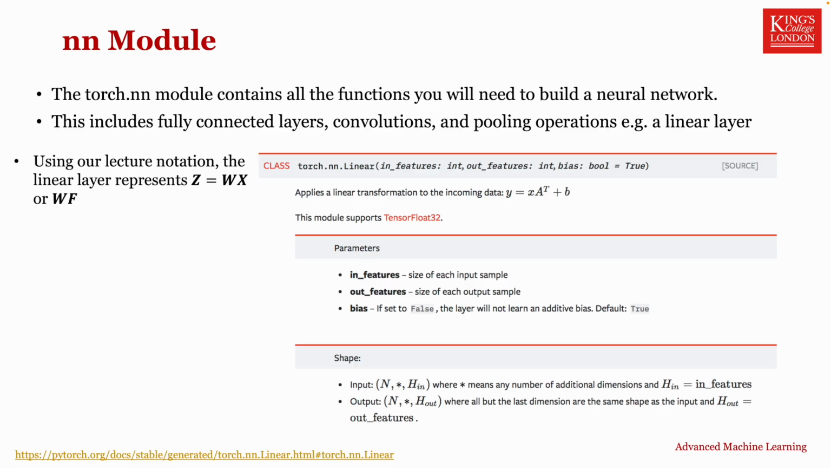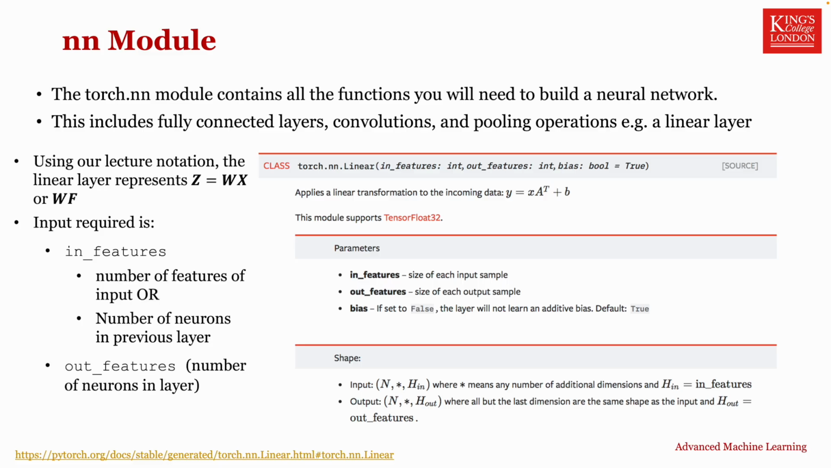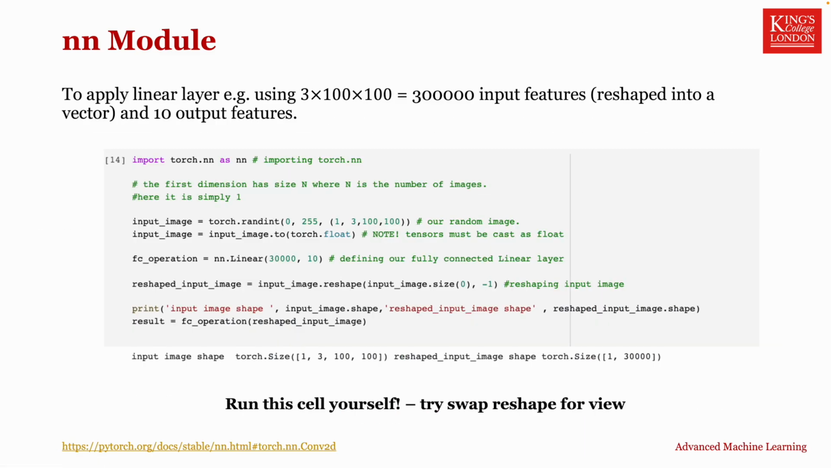Thus, the input to the PyTorch linear functions are just the total number of input features, which would equate to the length of the flattened input array, or the number of neurons in a previous linear layer. And the second required output, out_features, is equal to the number of neurons that you have decided that you want to learn in this current layer. And note, the function always sets bias to true by default. So let's try applying this to some simulated input data, for example, by just creating a random array of size 3 by 100 by 100.